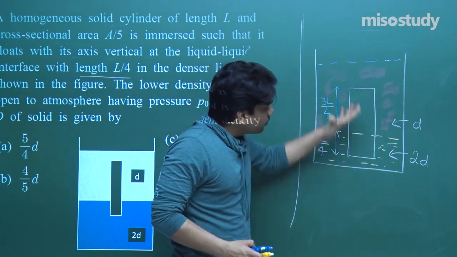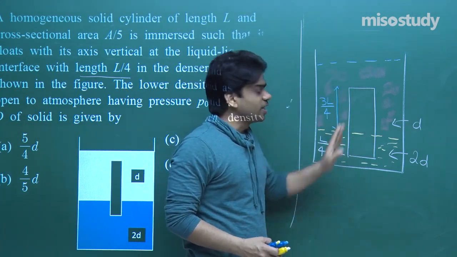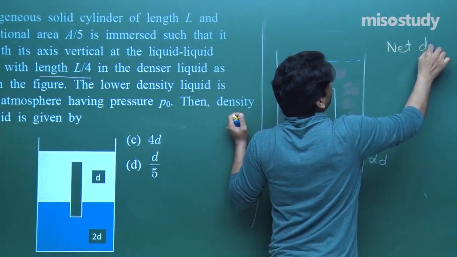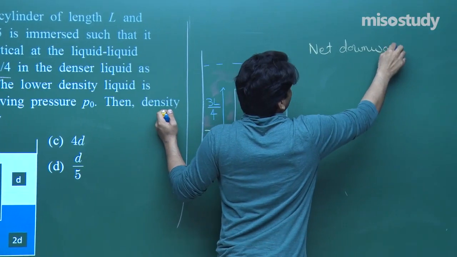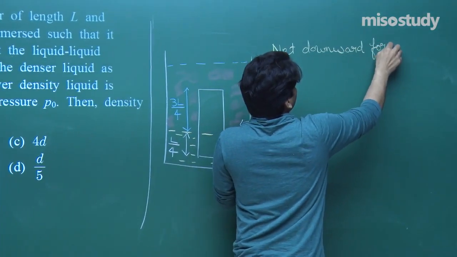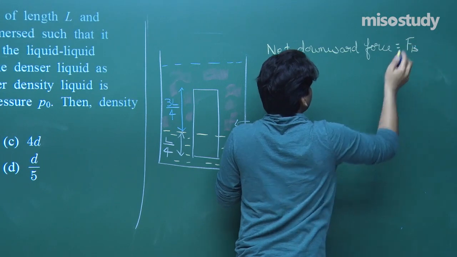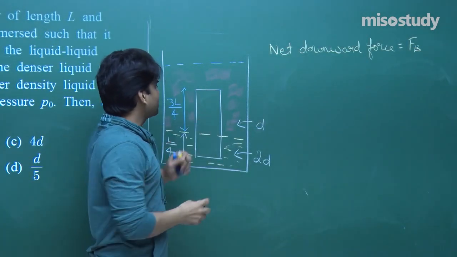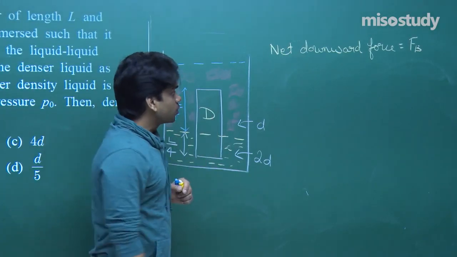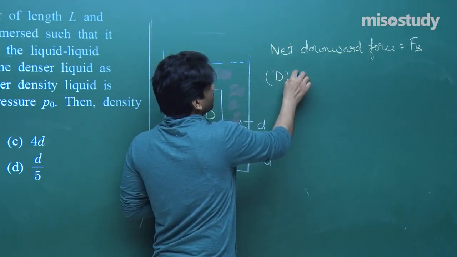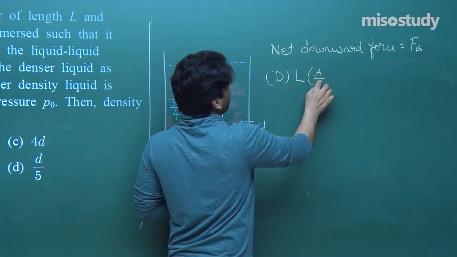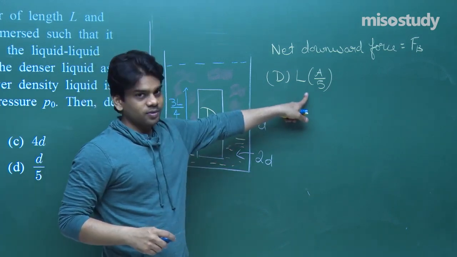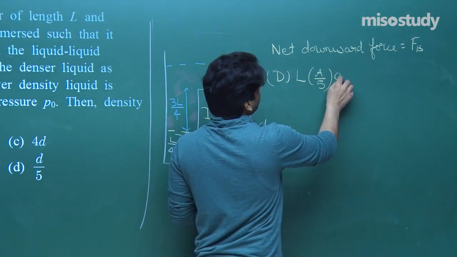Again, the net downward force will be equal to the net upward force due to both these liquids. Let me write down, net downward force is equal to the buoyant force. Downward force will be only the weight of the body, and let's say its density is given as capital D. So density D times volume, that is length L times area of cross section A by 5. We got the volume, then we got the mass, and after that multiply with g.